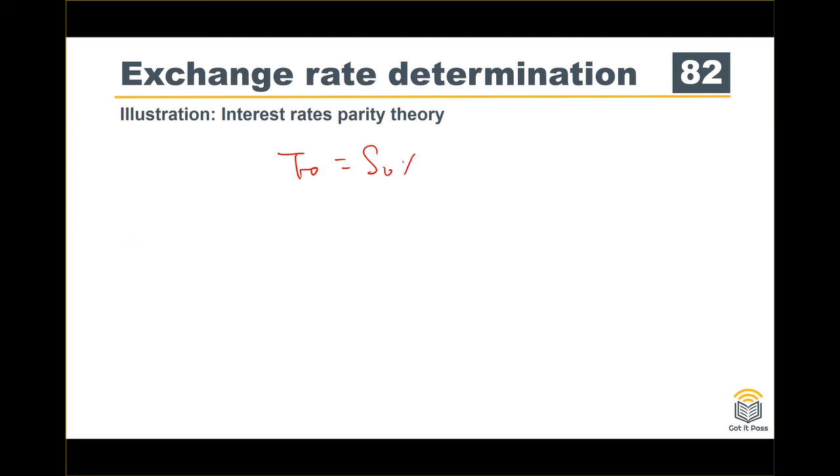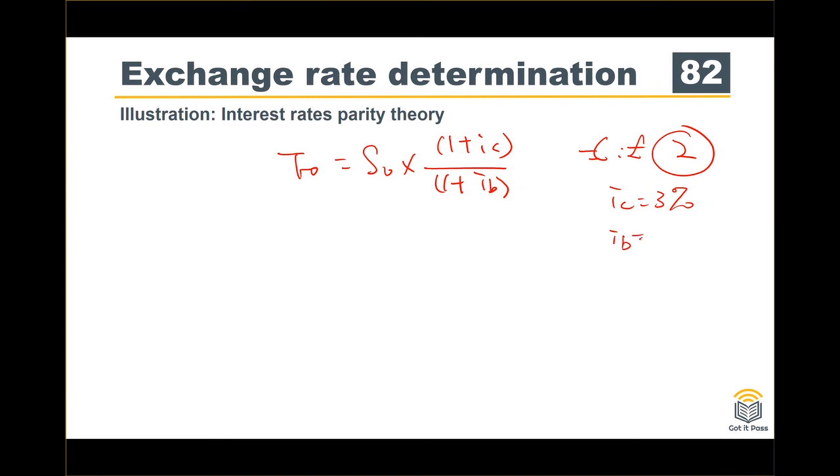F0 equals S0 times (1 + iC) divided by (1 + iB). Given Euro Pound is 2. Now the euro interest rate is 3%, and the British interest rate right now is 7%. We know S0 is 2. So here, 2 times (1 + 3%) divided by (1 + 7%). So F0 is 1.9252.